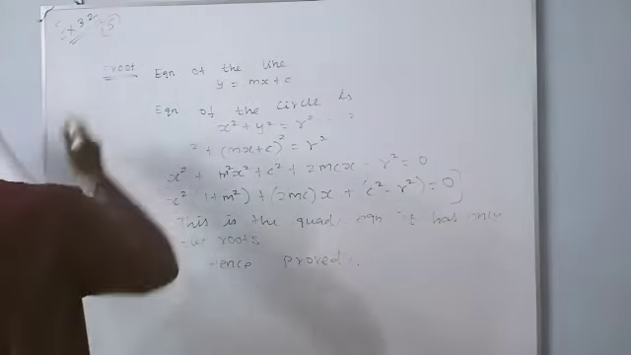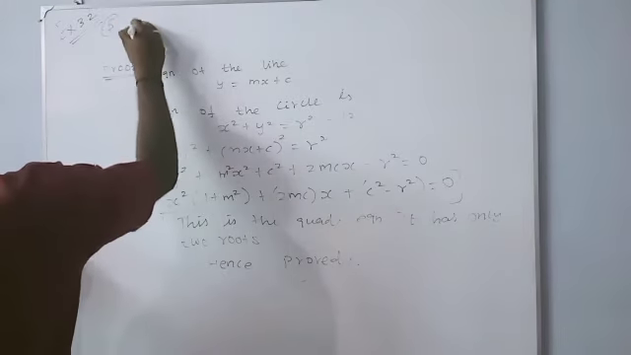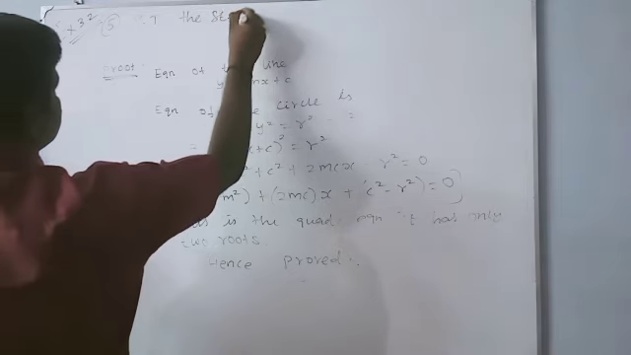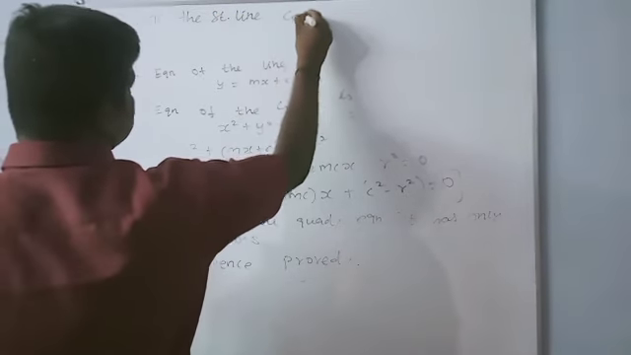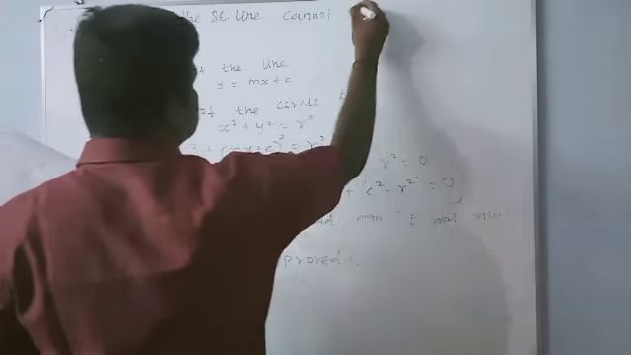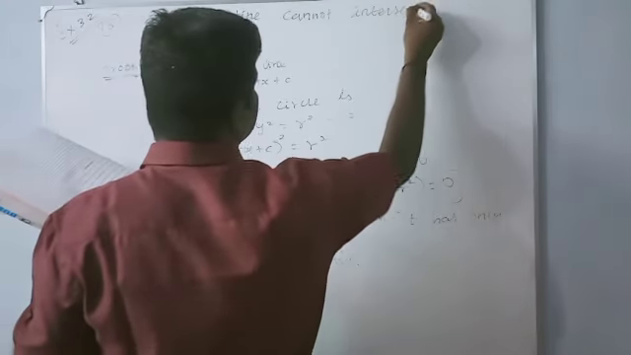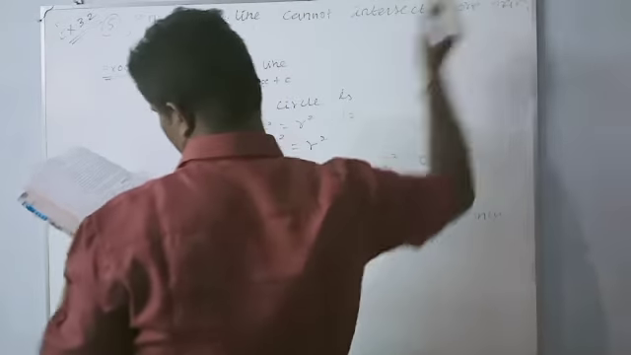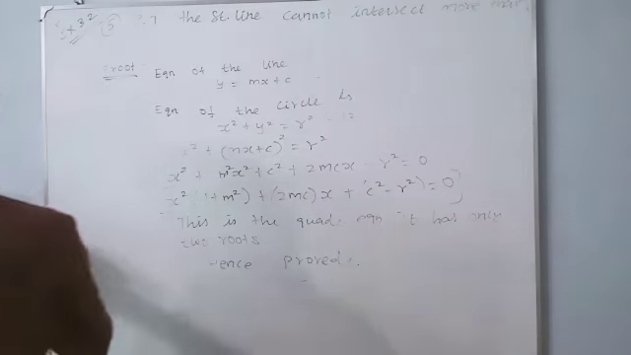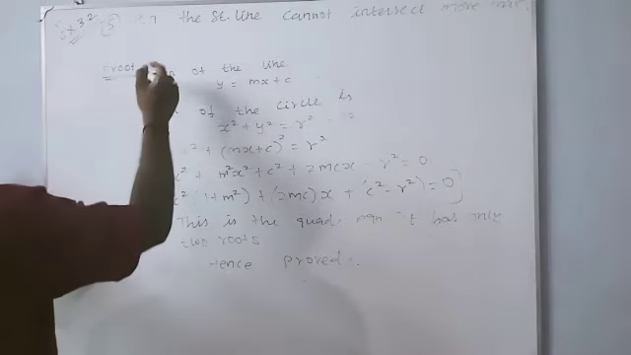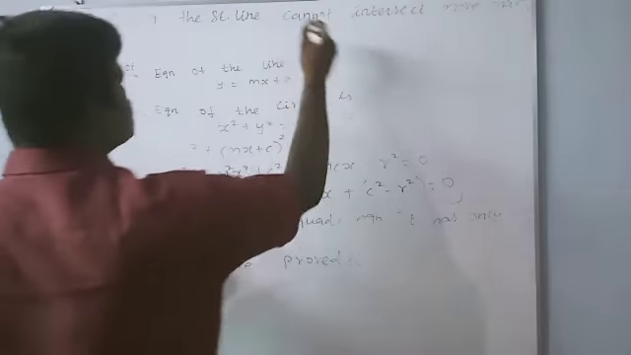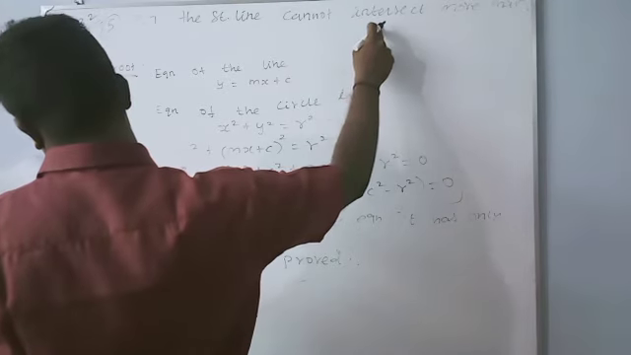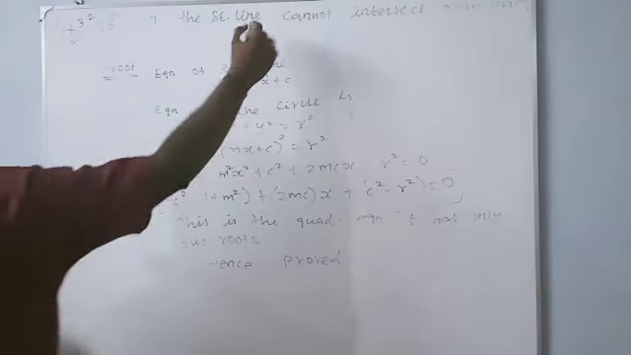Prove that the straight line cannot intersect the parabola at more than 2 points. Cannot intersect at more than 2 points to the parabola. Here, parabola.